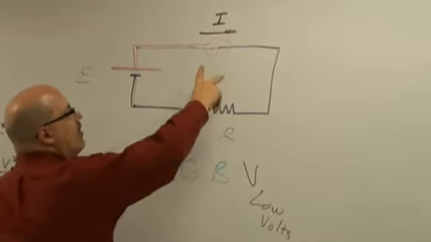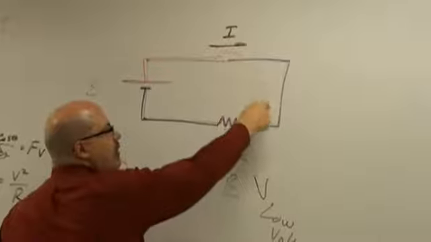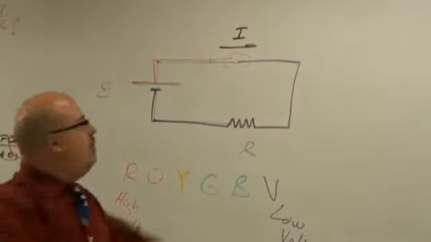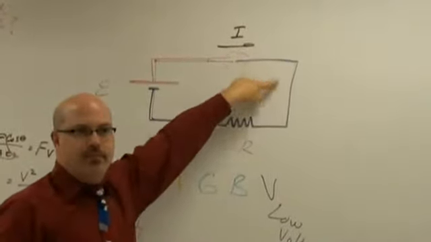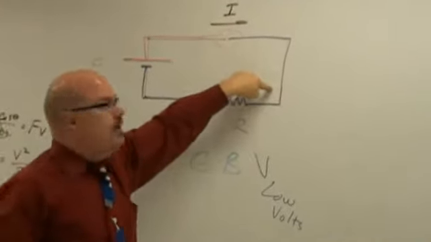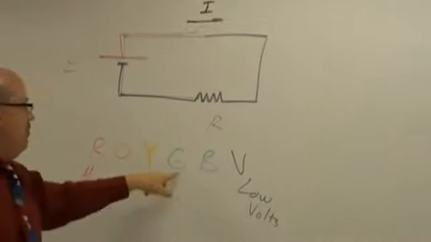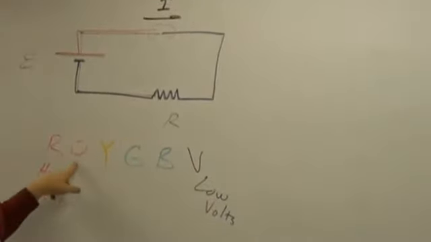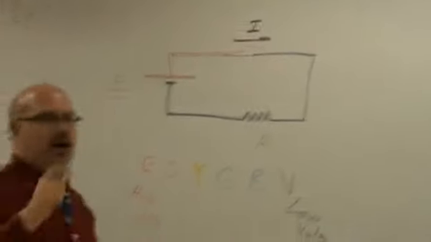Okay, now, here's the deal. Charge is going to start flowing this way. So what's going to happen to my purple area here? Become less purple. It's going to become less purple. It's going to become blue. And then it's going to become green. And then yellow. And then orange. And then red.